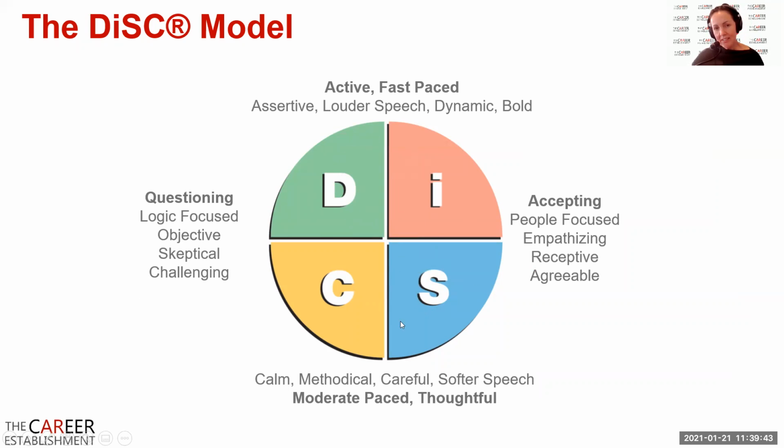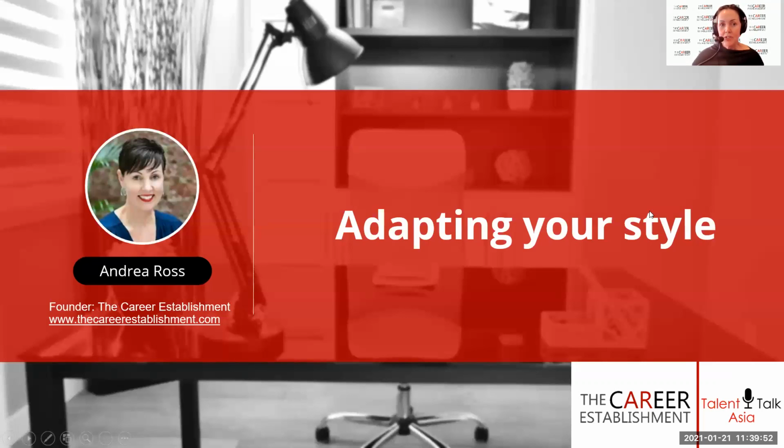So as soon as you get to know your own style, you'll start to respect and appreciate other people's styles. It makes it a lot easier to build close relationships with people. Okay, so how do you adapt your style? Well, first of all, find out what your actual behavioural style is. Do an assessment, come to me, go somewhere else, it doesn't matter, just find out your style.